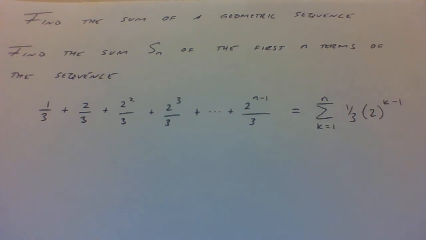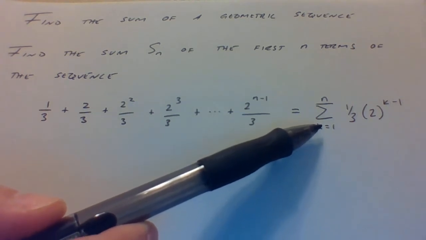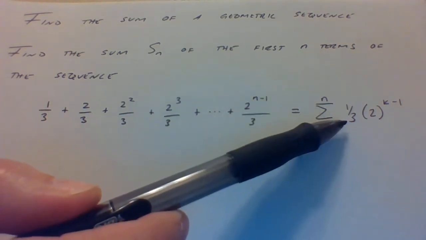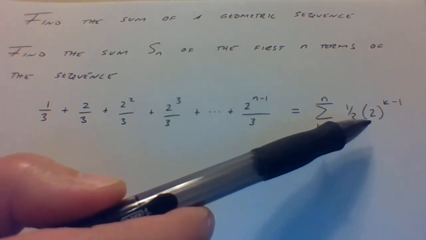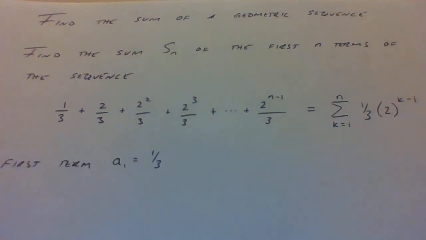We could write this sequence using summation notation as well. This would be the same thing as going from a k value of 1 to n of 1/3 times 2 to the power k minus 1. We can identify our first term as 1/3.